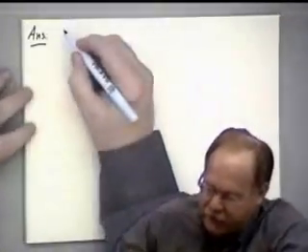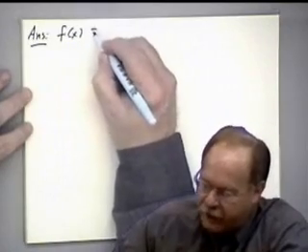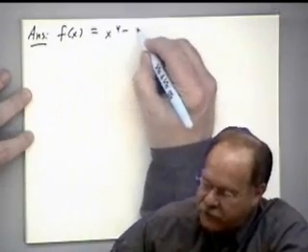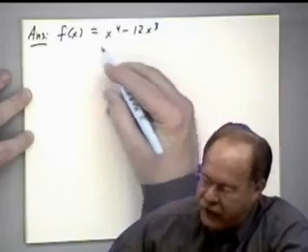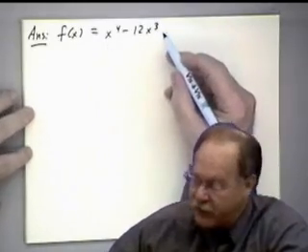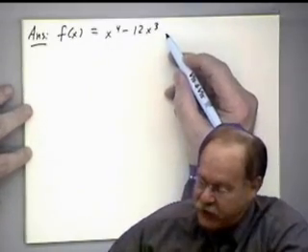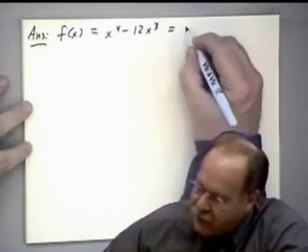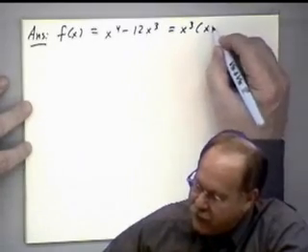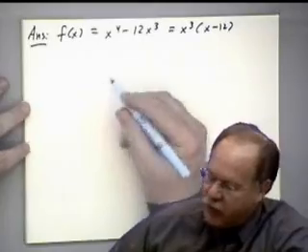Let's see what we can do with this function. First of all, let's write it out again. f of x equals x to the fourth minus 12x cubed. And of course, I'm going to want to work with this. So the very first thing I notice is I can factor it. So I'm going to go ahead and do that. And I'll pull out x cubed and multiply that by x minus 12.